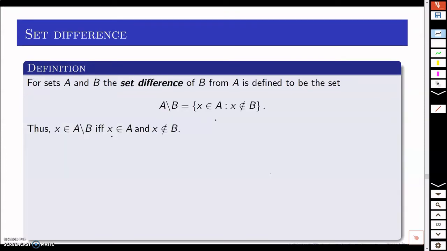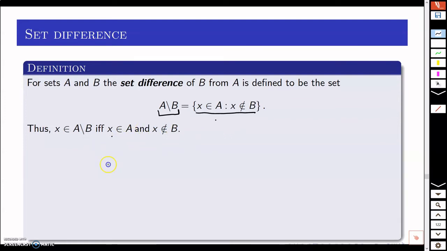Next is the difference of two sets. If I have two sets A and B, then the set difference of B from A is defined to be the set where I collect all the points in A which are not there in B. It is written as A backslash B, and it is read as A difference B. It is a collection of all the points in A which are not there in B. So this is a subset of A, but the points from B you remove. I hope that's clear.